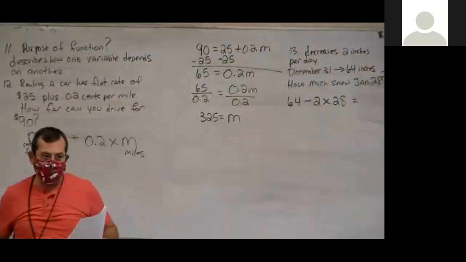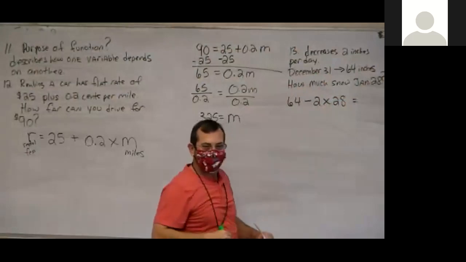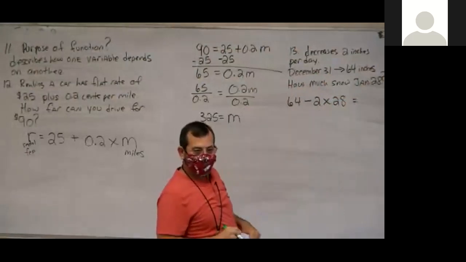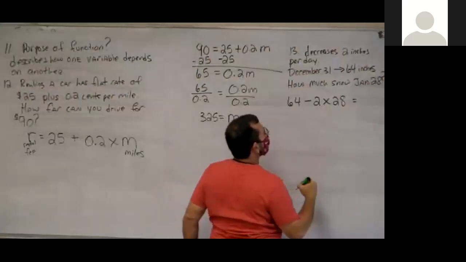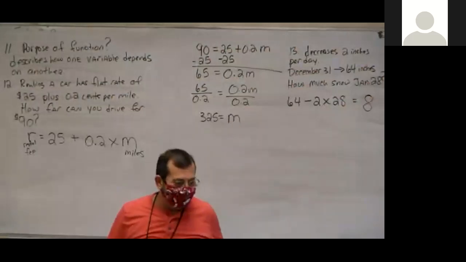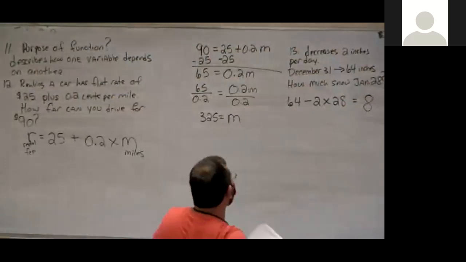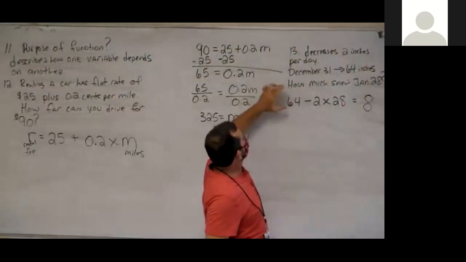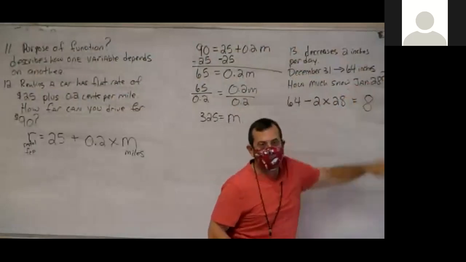And what's 64 minus 56? 64 minus that 56. 18. Oh, you're so close. Is it 18? I think it's 18. Is it 8? Mm-hmm. There you go. So if they had 64 inches December 31st, by January 28th they would have 8 inches of snow.